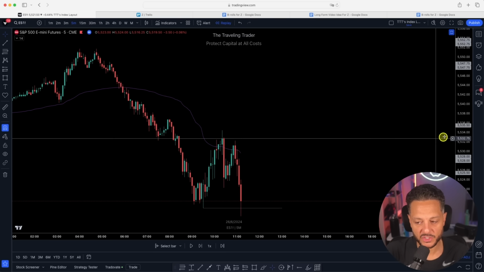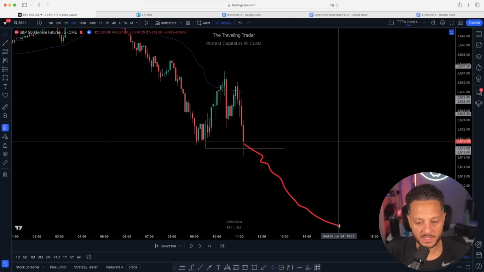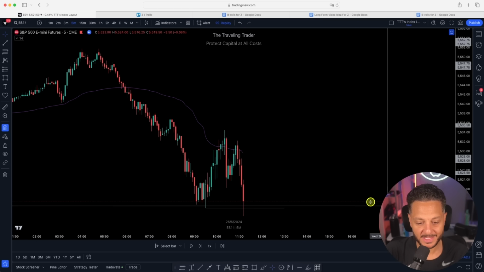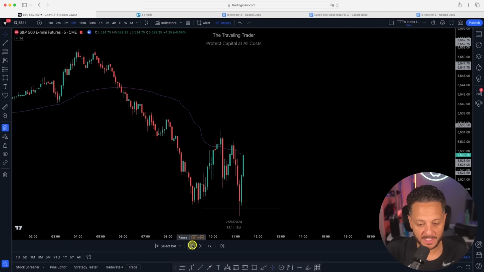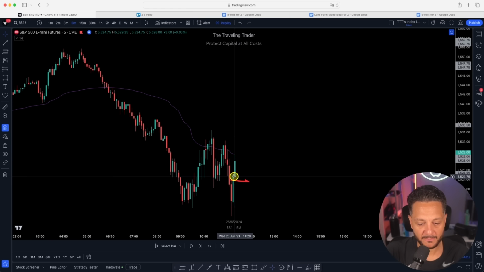Because if price wanted to, there's nothing that says that price can't just continue to trickle down. But once you see this wick here, that is the potential characteristics of a liquidity sweep. And after that liquidity sweep, what happens here? We create a fair value gap.